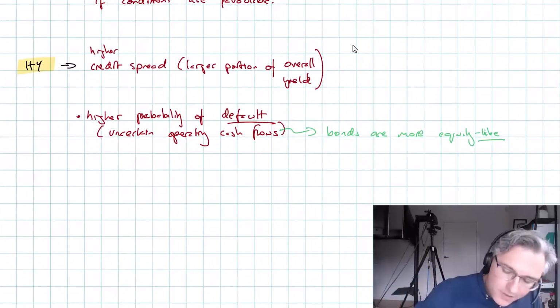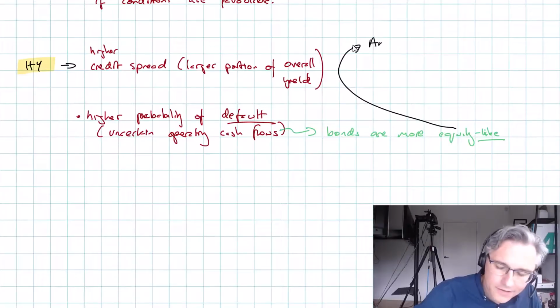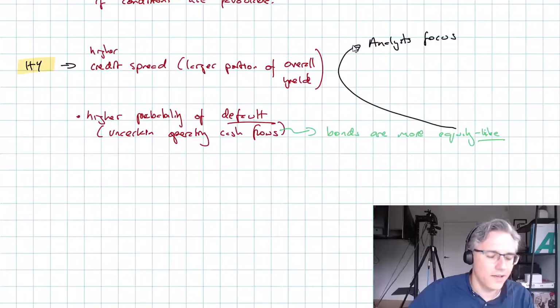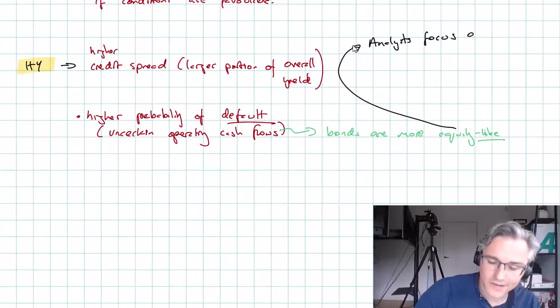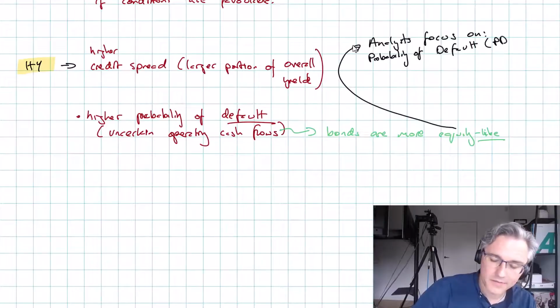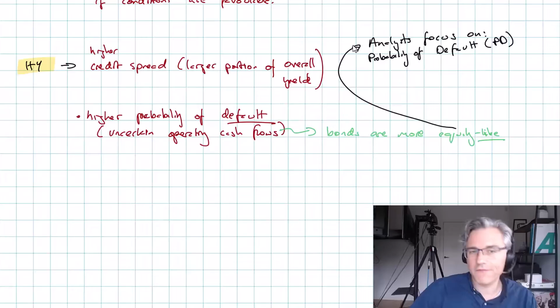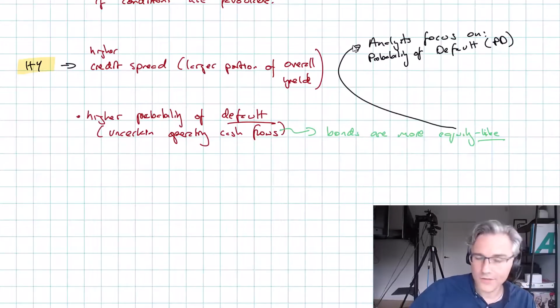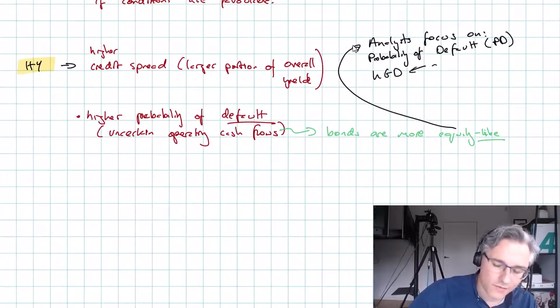Now, this also feeds into how analysts look at such companies. Analysts focus on things like the probability of default here. How likely is it that the company will stop paying on its debt, so the PD? But also, if default happens, what's going to be the loss given default, the LGD, and that is hugely impacted by the collateral arrangements in place.